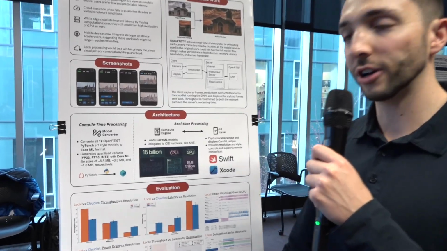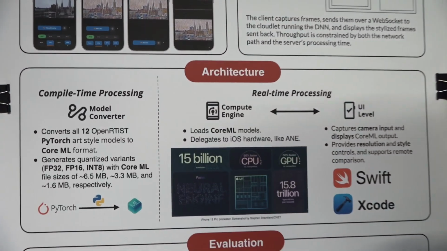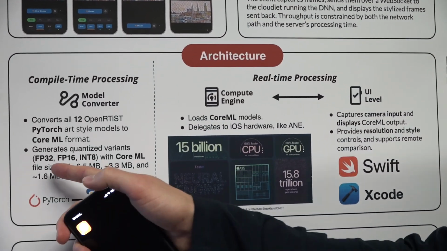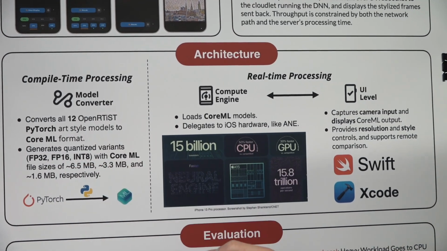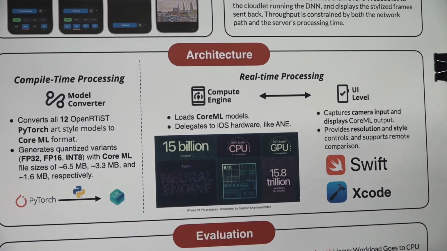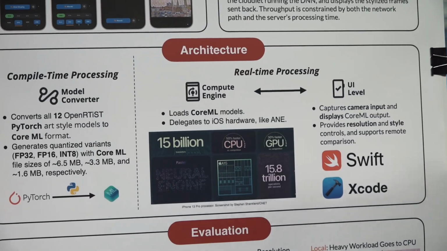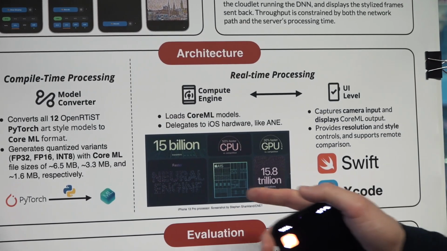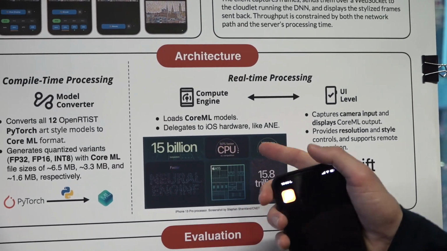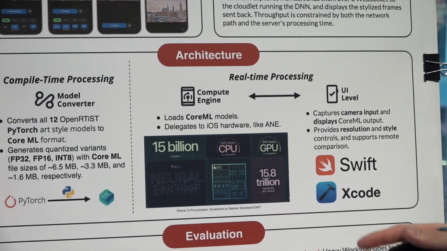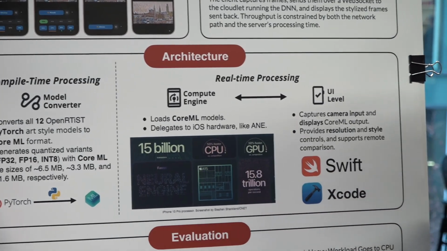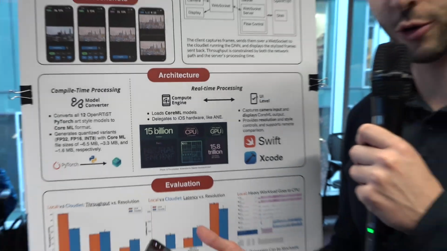Now, in our implementation, we took all those original models on PyTorch and converted them to Core ML, and we created 3 quantized variants, FP32, FP16, and int8, with various sizes so that they would be able to run more efficiently on the device. We also have automatic hardware delegation, and a lot of controls on our interface to improve the performance.